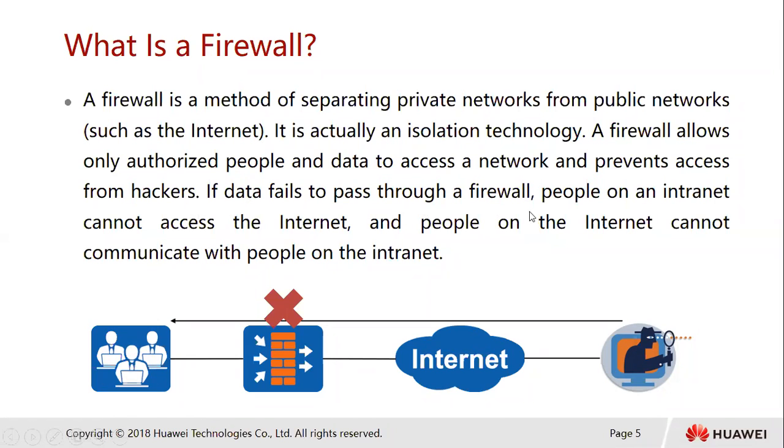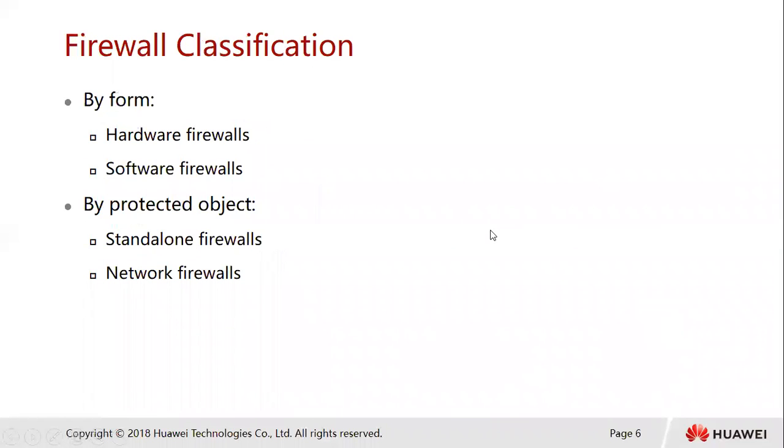If data fails to pass through a firewall, people on the internet cannot communicate with people on the intranet. So this is how it is. We have got the firewall here. We are protecting our organization. So we can put the rules on the firewall and say that any traffic which is coming from the internet, trying to enter our organization, will be blocked. But traffic which went to the internet and is coming back has to be allowed.